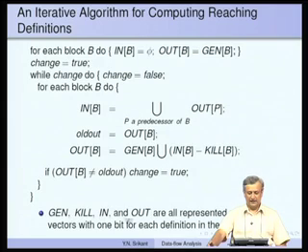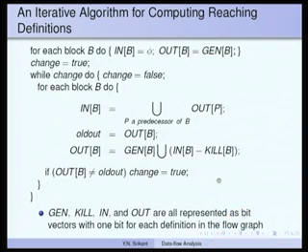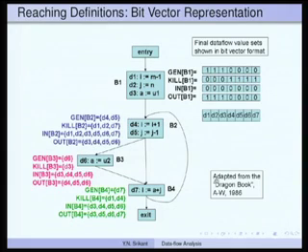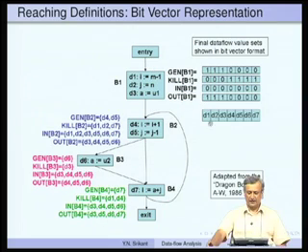Gen, kill, in and out are all sets, and they are represented as bit vectors with 1 bit for each definition in the flow graph. Here is an example to show how it can be done. I have shown this only for the basic block B1, but it is going to be similar. There are 7 definitions in this program, so there is 1 bit for each definition. So, we have 7 bits necessary to represent this data flow information.